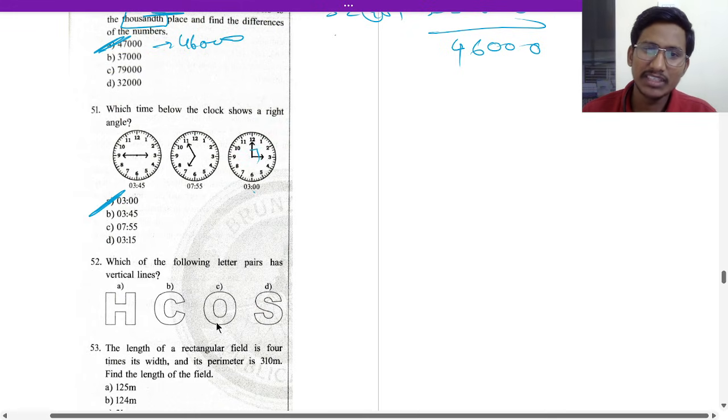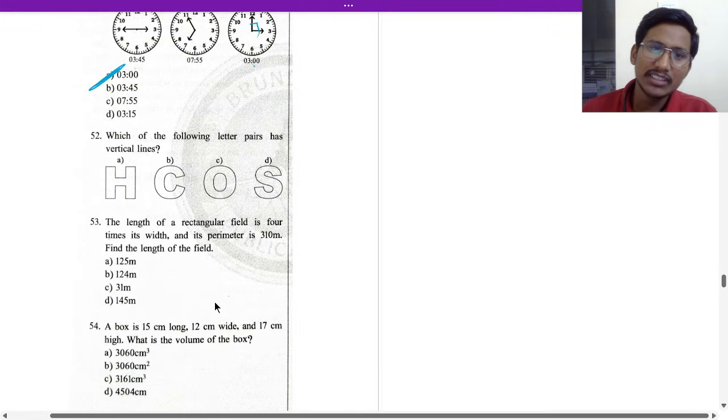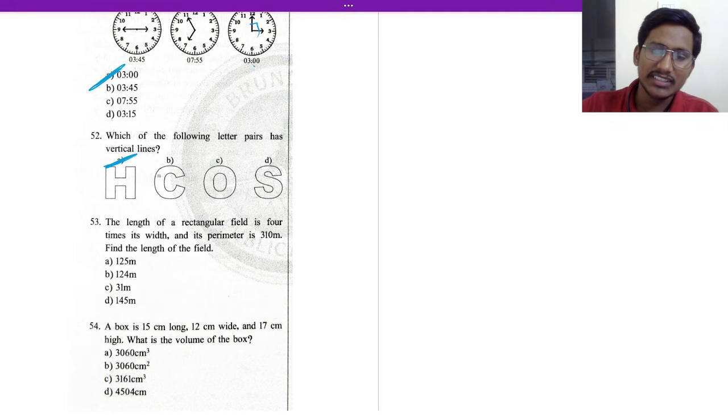Now next, which of the following letter pairs has vertical lines? So option A has vertical lines, right? Vertical lines means these lines. Okay. Vertical.